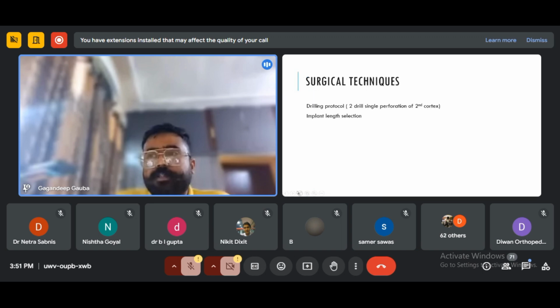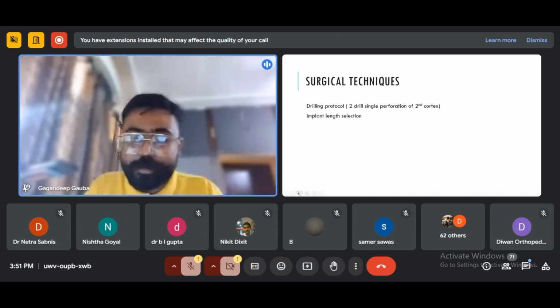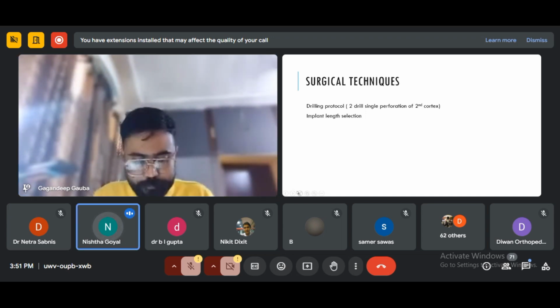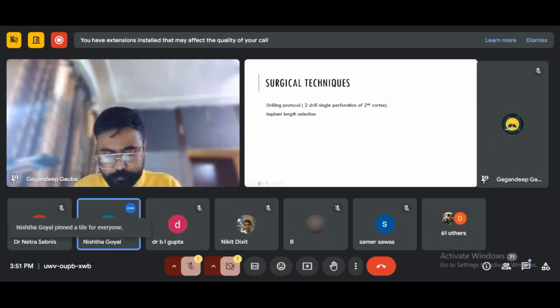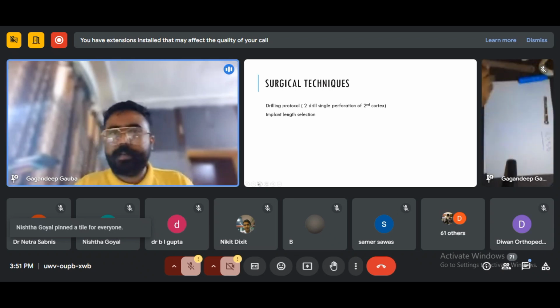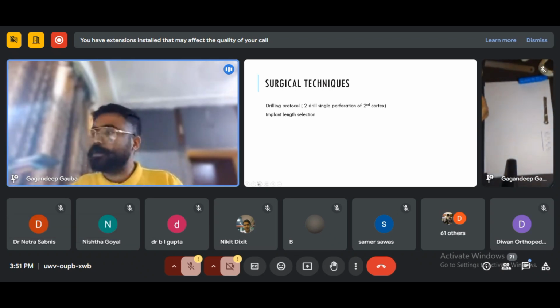Can we again please switch on to the tabletop? I'm sorry, I just forgot the drilling protocol is also coming, so I hurried up in between. Just give me a second, please. Yeah, it's visible. This tabletop is visible to everyone now?